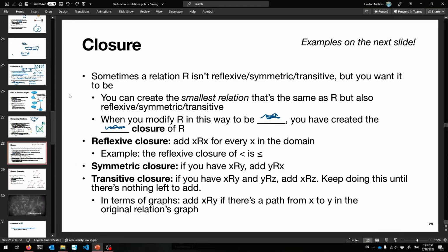If you have a relation that's not reflexive yet, just add a self loop to everybody. Add xRx for every x in the domain, okay? For example, the reflexive closure of less than is less than or equal to. If you think about that long enough, that is true.